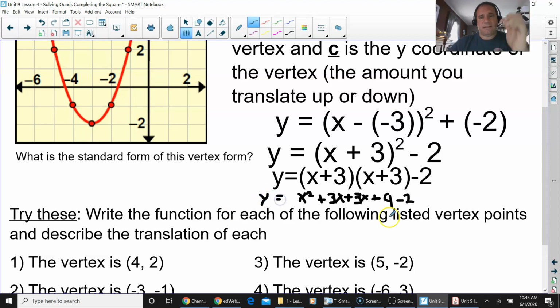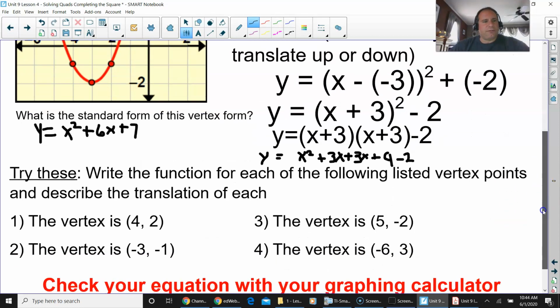So standard form is just combining like terms here. So we have y equals x squared, 3x plus 3x is 6x, and then 9 minus 2 is positive 7. And that is the standard form of this right here. So all you would have to do is expand it, do distributive property, and then combine like terms, and you get your y equals x squared plus 6x plus 7.